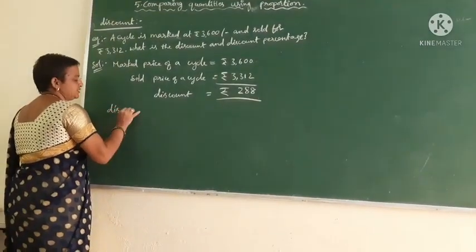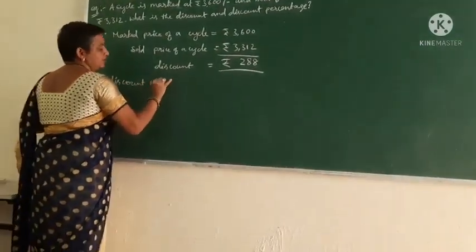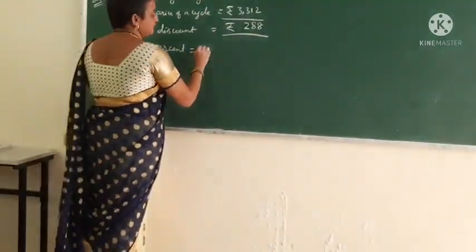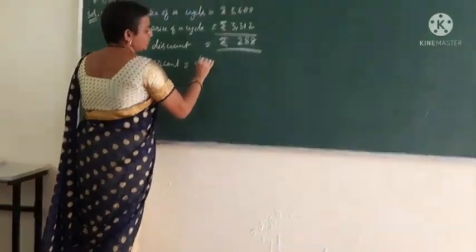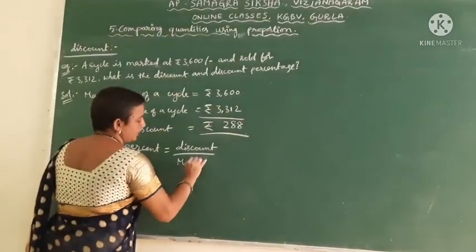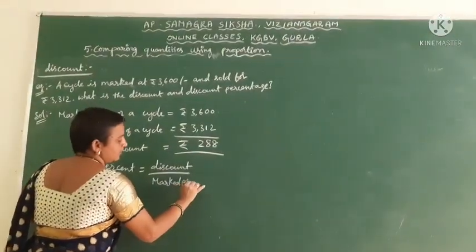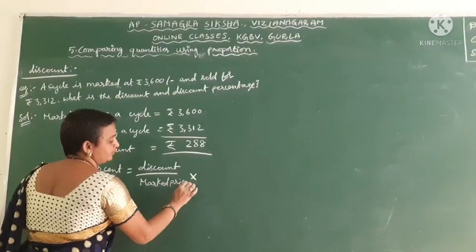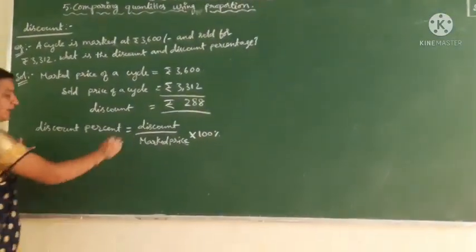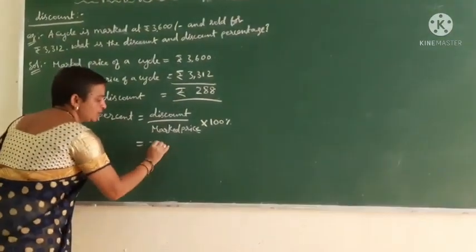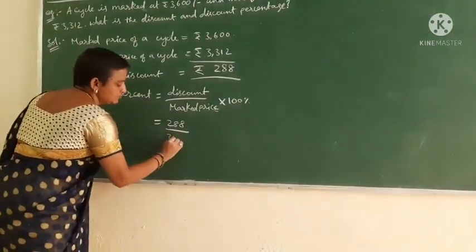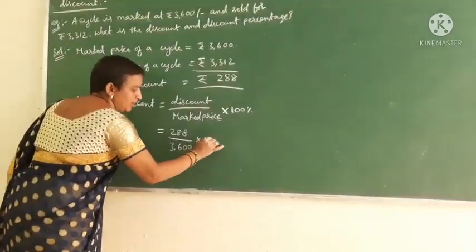Discount percent is equal to discount by market price into 100%. This is the formula. Discount is 288 by market price rupees 3,600 into 100%.